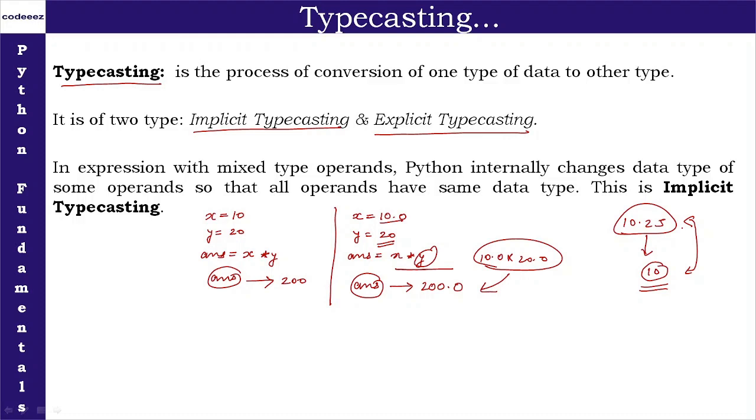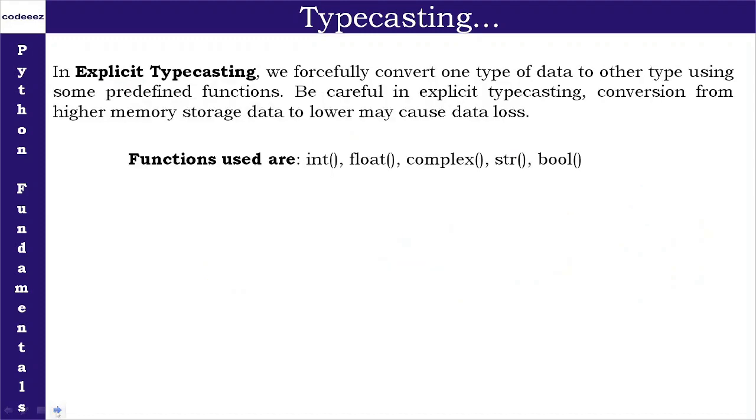If the programmer wishes to convert this value, then he has to do it on his own, and that is known as explicit typecasting. So here comes explicit typecasting. Explicit typecasting is simply a forceful conversion of one data type into another. As per the requirement, the programmer by himself changes one data type into another. And this is what is known as explicit typecasting. And to implement explicit typecasting, a few functions are used, such as int, float, complex, str, bool.